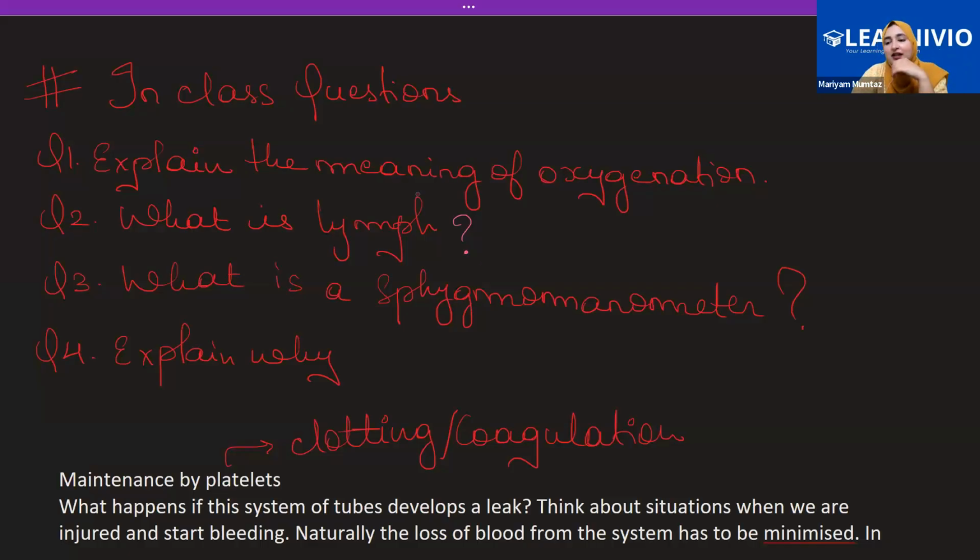Okay. What is a sphygmomanometer? It is the device used to measure blood pressure. Very good.